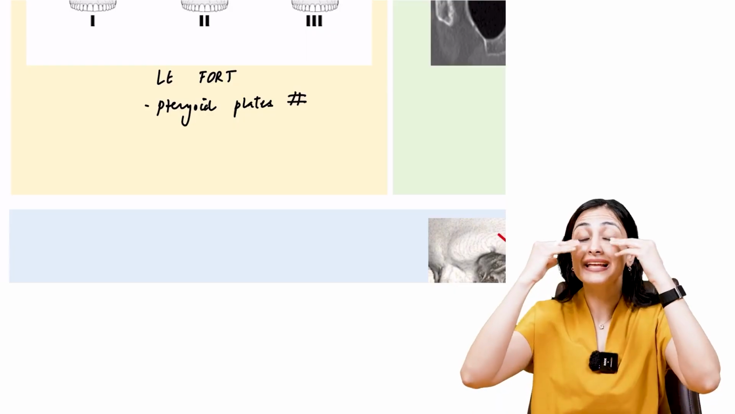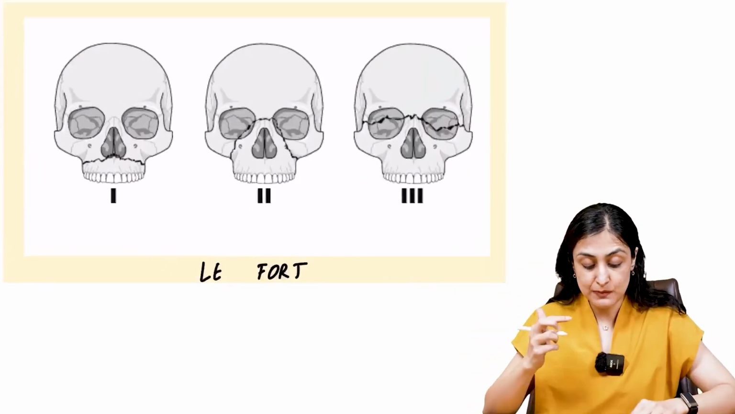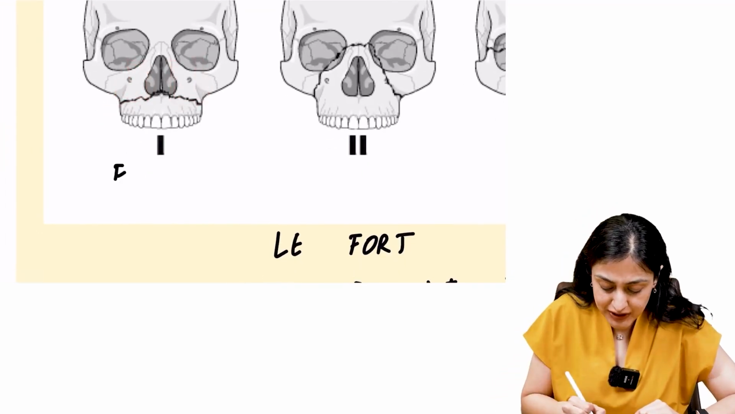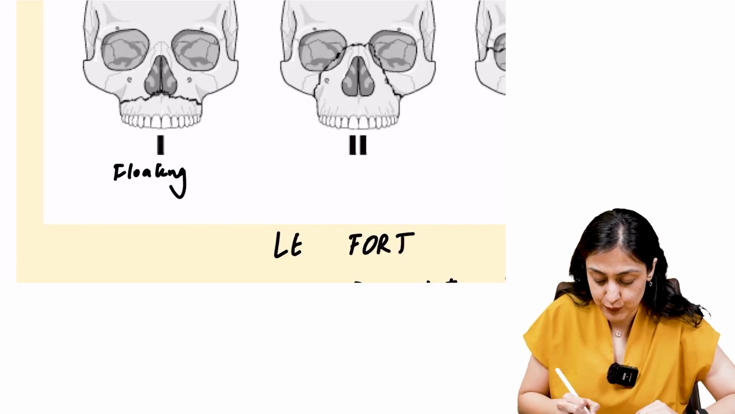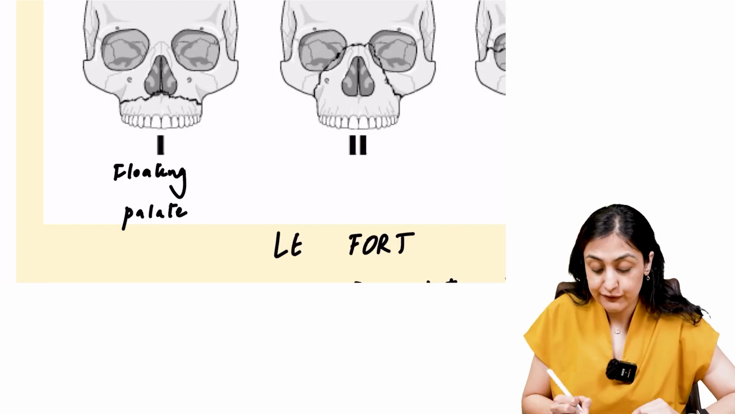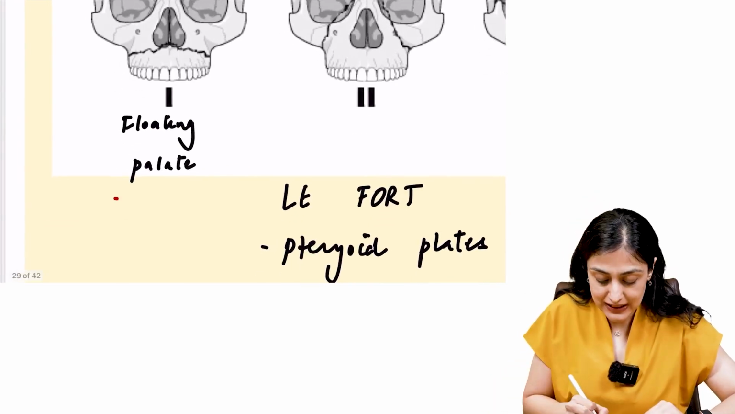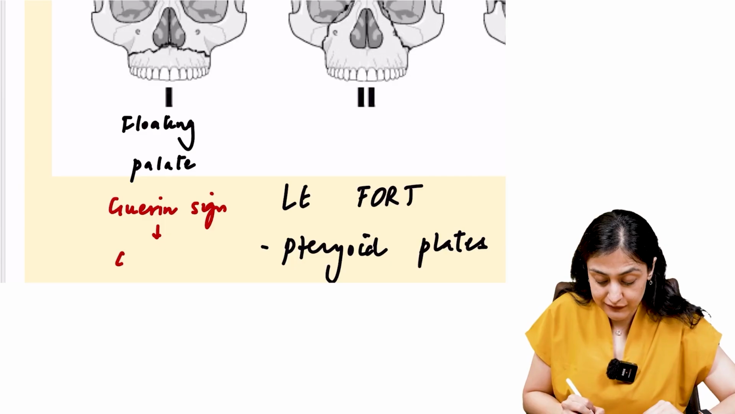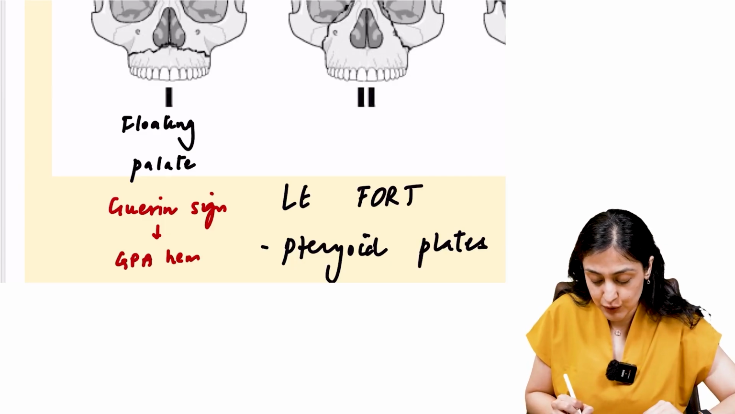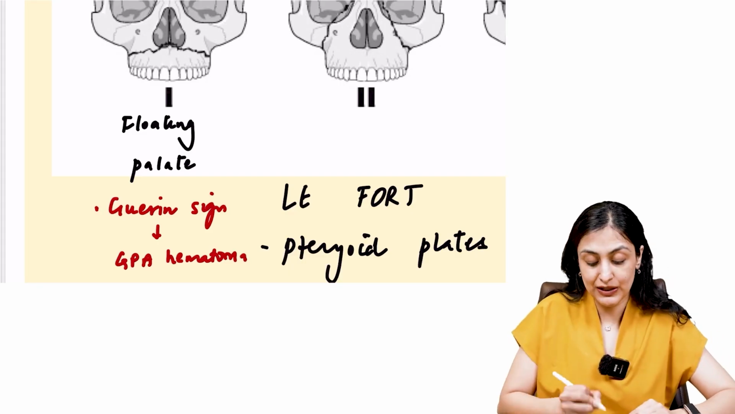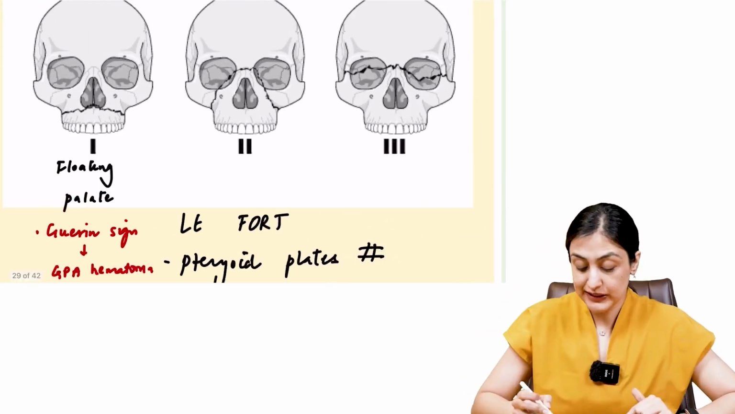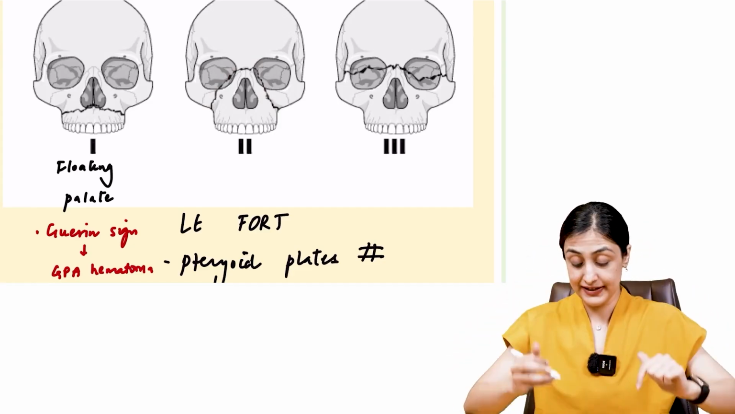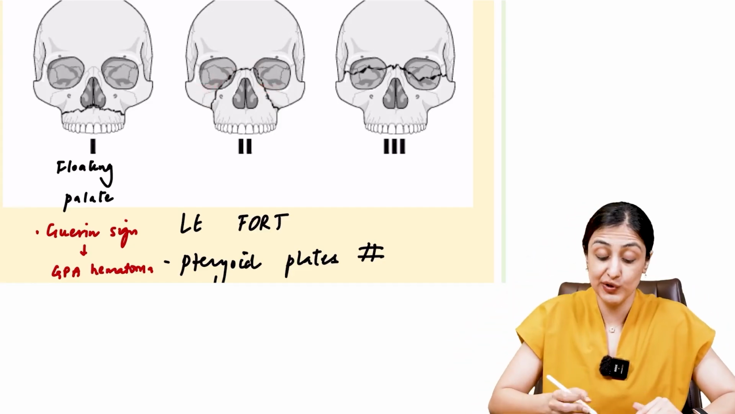Now you see which plane is it affecting. So if I see it is below the maxillary sinus, this is Lefort 1. Here you can remember that the palate is floating, right? So this is also called floating palate. This is where you will have what is called Guerin sign. This is Guerin sign where I have a greater palatine artery hematoma. So it bleeds, GPA hematoma. Guerin is Lefort 1. So Lefort 2 is where it's going from the maxillary sinus, and it's mainly infraorbital, if you want to remember one word.